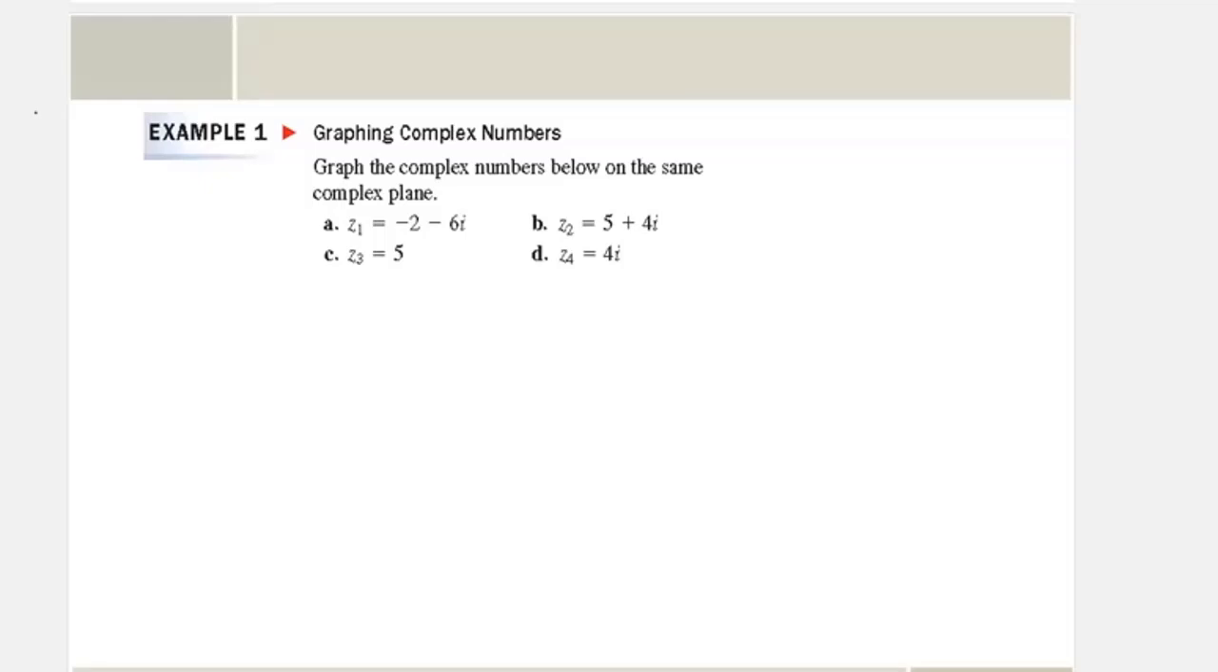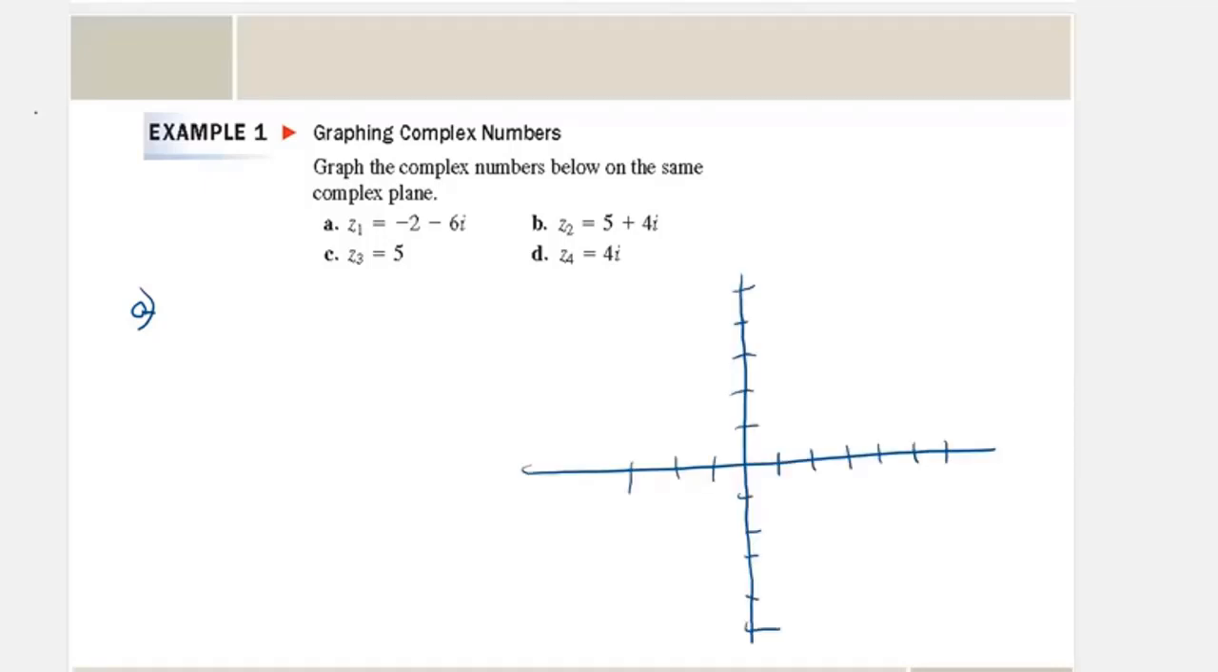This is a lecture about complex numbers in trigonometry. So the one that A says, graph the complex numbers below on the same complex plane. Okay, so now how we do this is the x-axis.